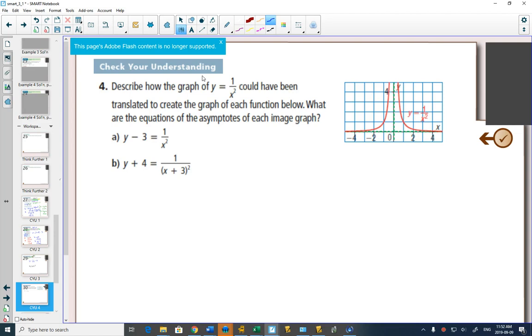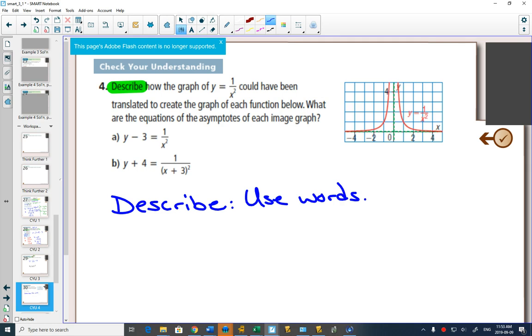Example 4 starts off with the word describe. And there are a lot of command words in the grade 12 course. Describe is one of them. Describe means you have to use words.